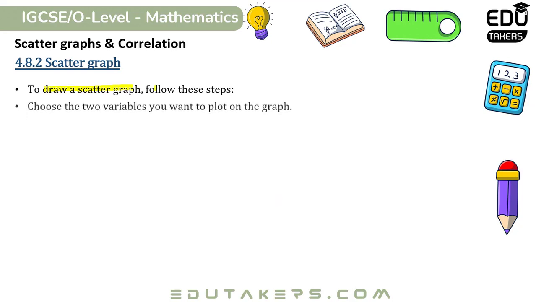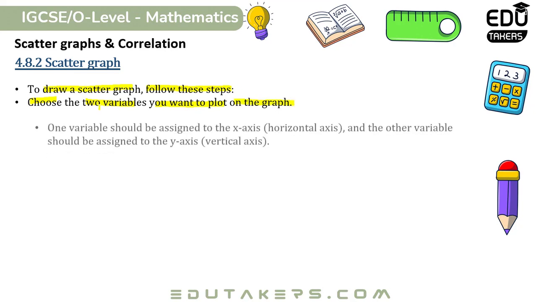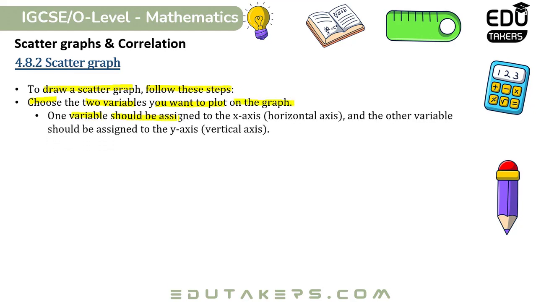To draw a scatter graph, follow these steps. Choose the two variables you want to plot on the graph. One variable should be assigned to the x-axis, horizontal axis, and the other variable should be assigned to the y-axis, vertical axis.